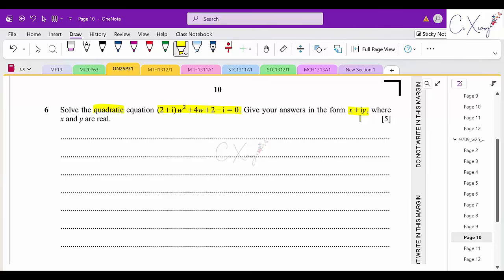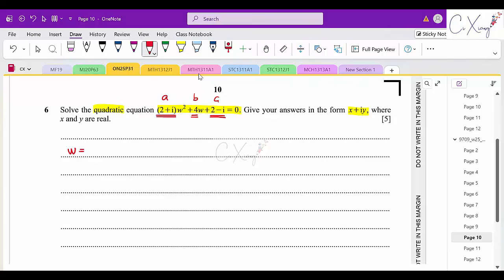Since you are having a quadratic equation, again, we are going to use the quadratic formula to solve it. So the coefficient in front of the w square will be the a. The coefficient in front of the w will be the b, and the coefficient in front of the x power 0, or the constant term, will be the c. So to find out the w, I'm going to apply the formula for quadratic.